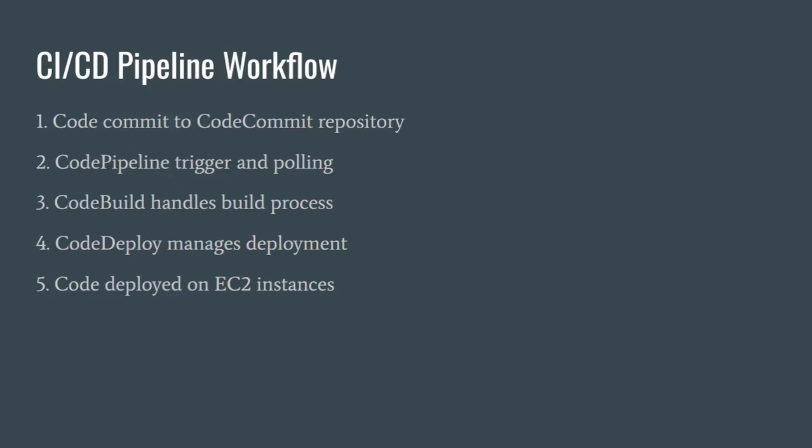Our deployment group consists of two EC2 instances, and this setup coordinates the actual deployment of the validated code to these instances. The fifth step is the deployment on EC2 instances. The new application code is injected into the EC2 instances using CodeDeploy, which manages the entire process. Once the deployment is complete, CodePipeline marks the pipeline as finished.